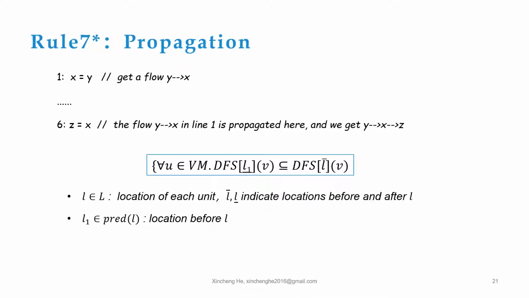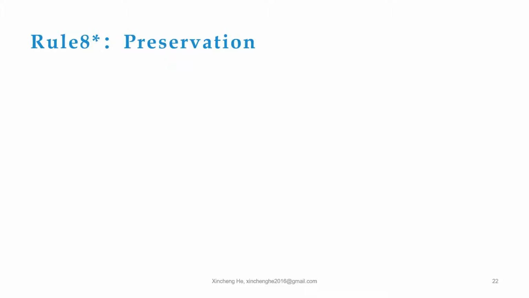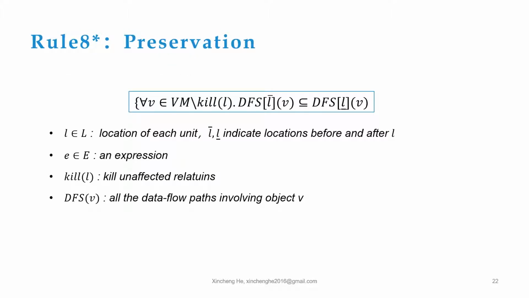For example, if there is a data flow about X in line 1, it will be propagated in other locations about X after the line 1. And the preservation rule retains all the data flow relations whose variable method objects are not affected by a unit and hence should be killed.